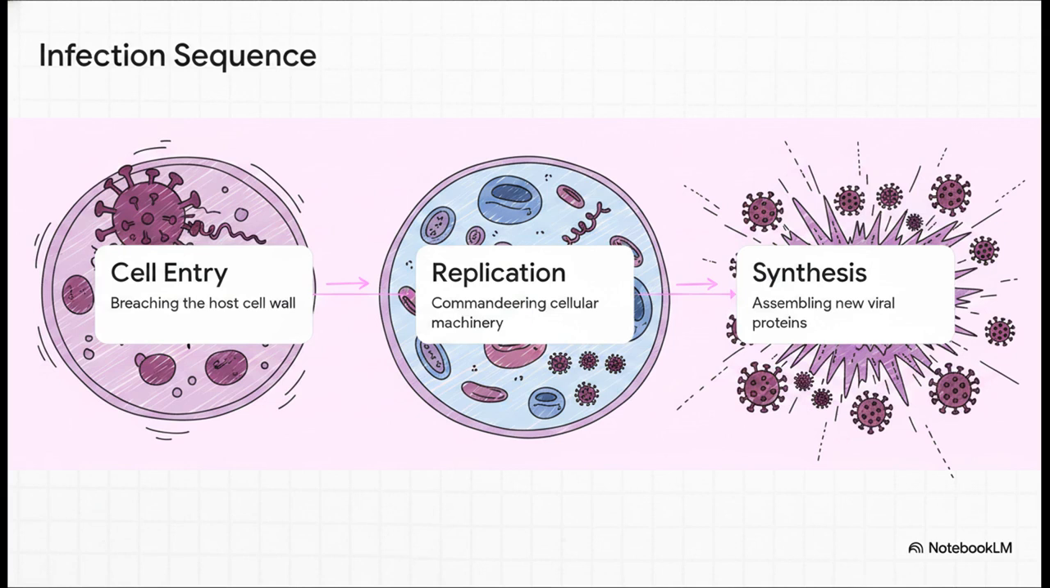First up is cell entry. The virus physically breaches your cell wall, acting almost like a molecular lockpick, popping open a door it absolutely shouldn't have access to. Second is replication.